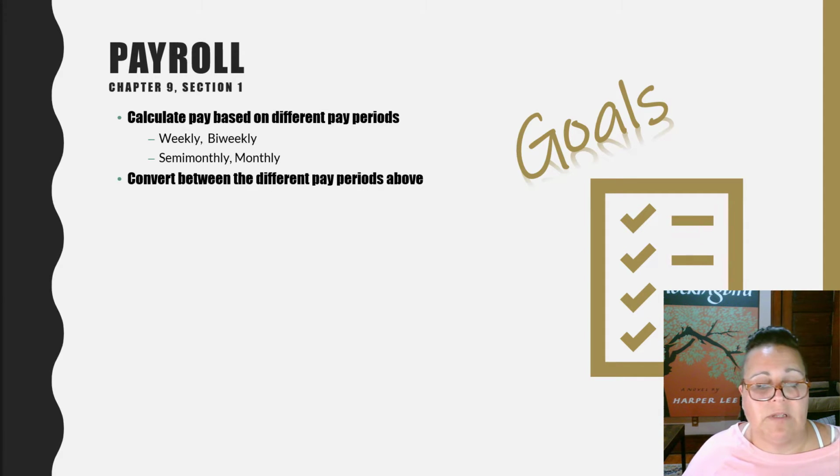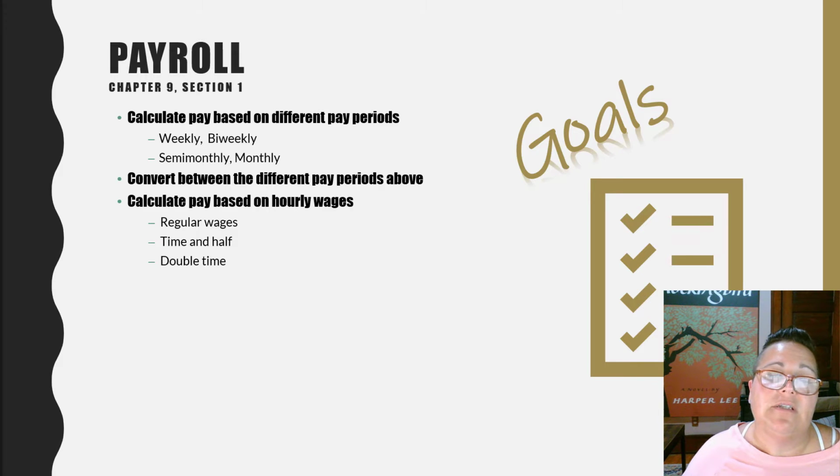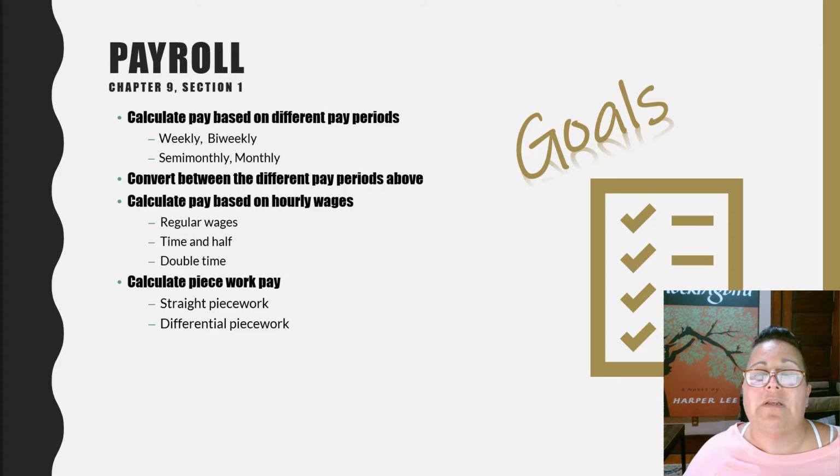We want you to be able to calculate pay for hourly wages. That is your regular wage pay along with what may be known as overtime pay, time and a half, or holiday pay, which is often double time. We're going to talk a little bit about piecework. Piecework is not as popular in this area, but piecework is a valid pay structure.